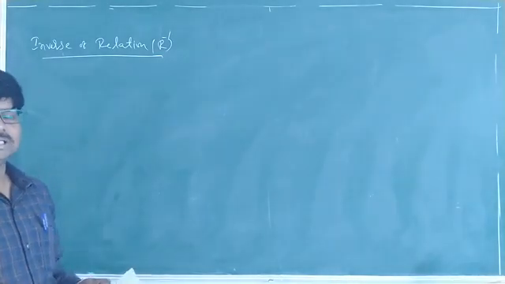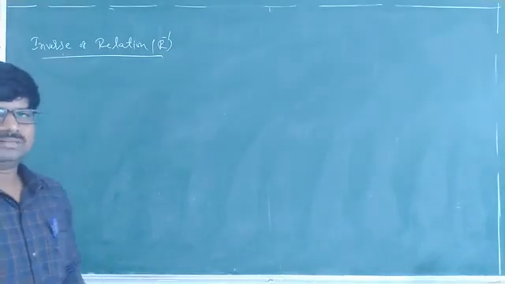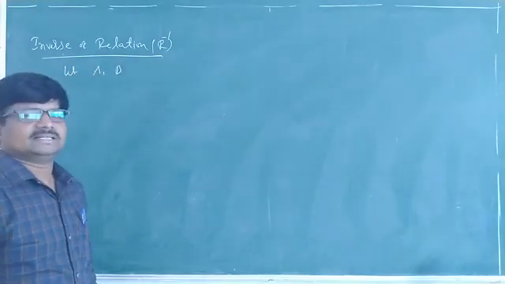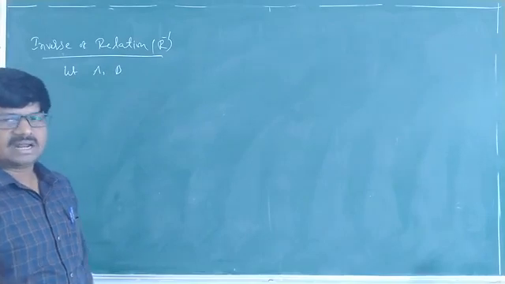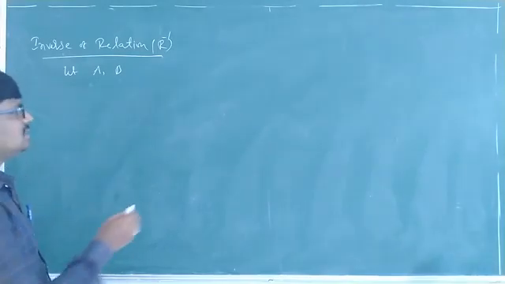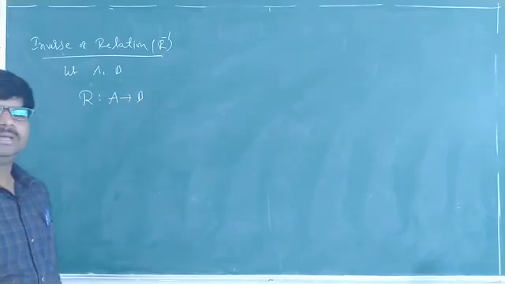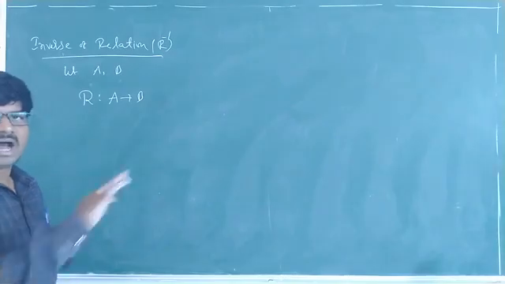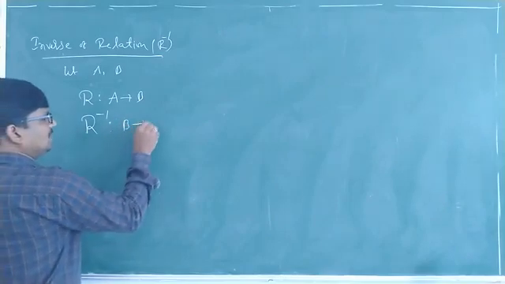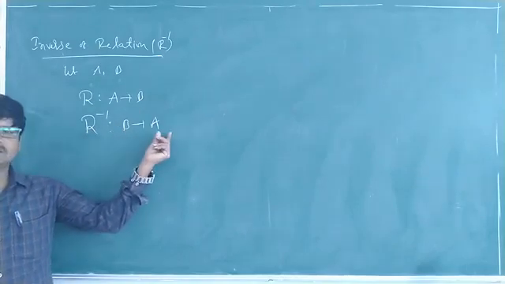To define the inverse of a relation, compulsorily R must be a relation. Just see. Let A, B be any two non-empty sets, and R is a relation from A to B. Then the inverse relation of R will be from B to A. The inverse relation of R is from B to A.